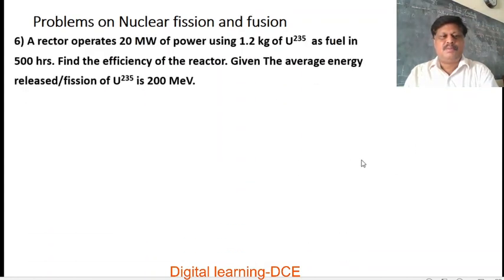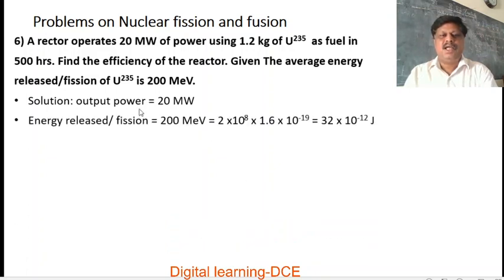The next problem, number 6. A reactor operates at 20 megawatt of power using 1.2 kg of uranium-235 as fuel in 500 hours. Find the efficiency of the reactor given the average energy released per fission of uranium-235 is 200 MeV. Given that output power is equal to 20 megawatt. Energy released per fission is also given, that is 200 MeV, which is equal to 32 into 10 power minus 12 joule.